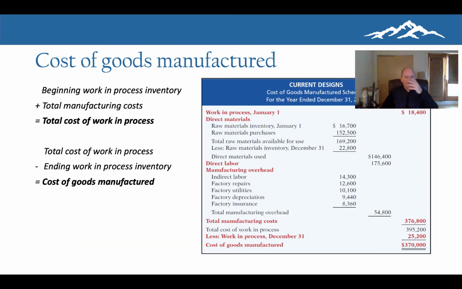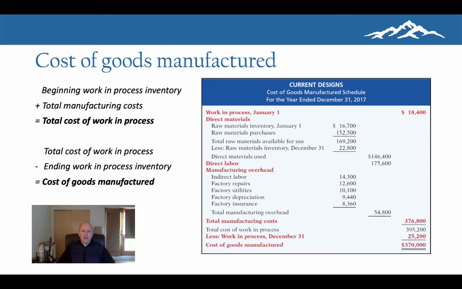And here's an example of how you would calculate this. So on the left is the formula we just took a look at, and then on the right is a sample income statement, rather. Thank you. So if you look at this, and we'll just start at the top. Work in process, January 1st, $18,400. So on January 1st, there was $18,400 of goods in your work in process inventory. And again, this is just things you're still working on, right?